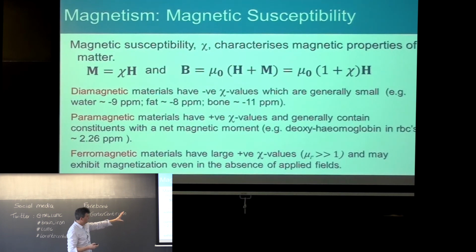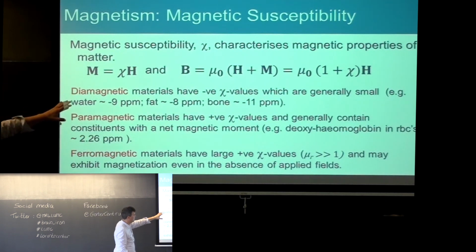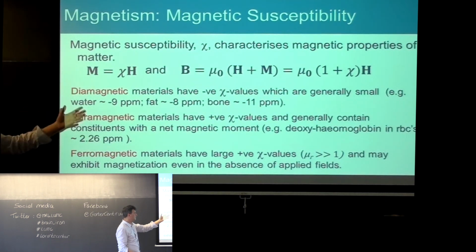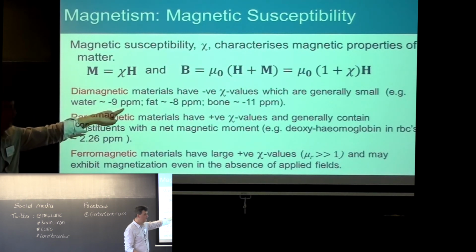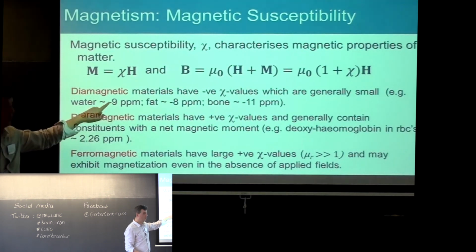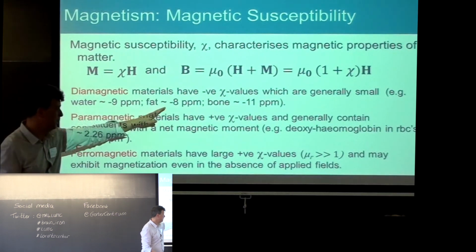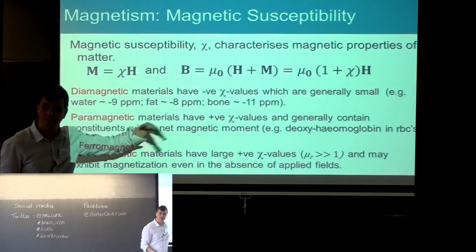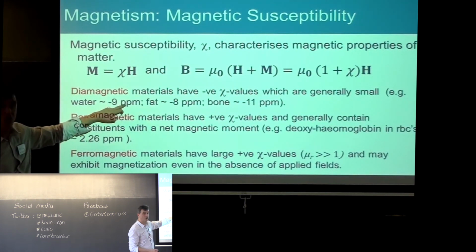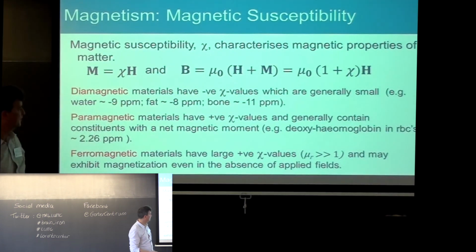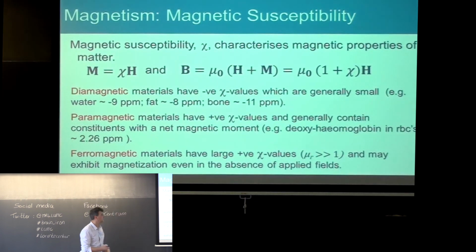So when we're talking about biological systems, diamagnetic materials always have negative susceptibility values which are quite small. So for water, it's about -9 parts per million. Fat, maybe -8 parts per million. Bone, -11 parts per million. So parts per million means times 1/1,000,000, essentially. So these are small effects.